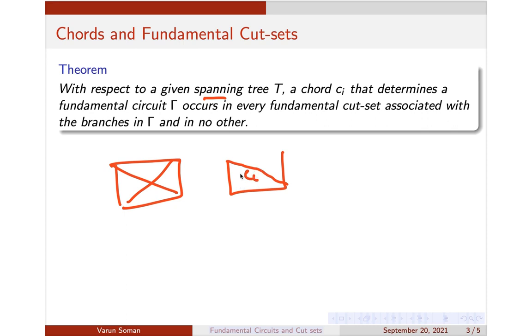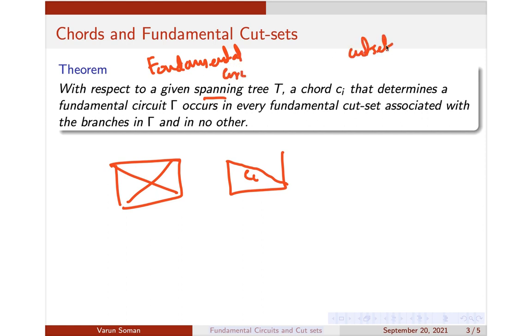Okay, so a chord Ci which determines a fundamental circuit occurs in every fundamental cut set associated with the branches in that circuit and no other. A chord which occurs in a fundamental circuit will occur in every fundamental cut set associated with the branches in gamma and no other. So basically you are discussing a connection between fundamental circuits and fundamental cut sets here.